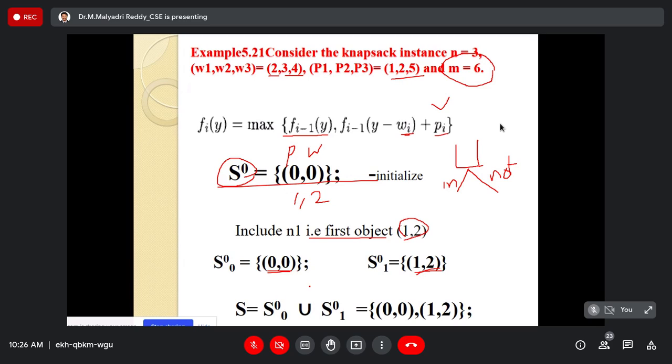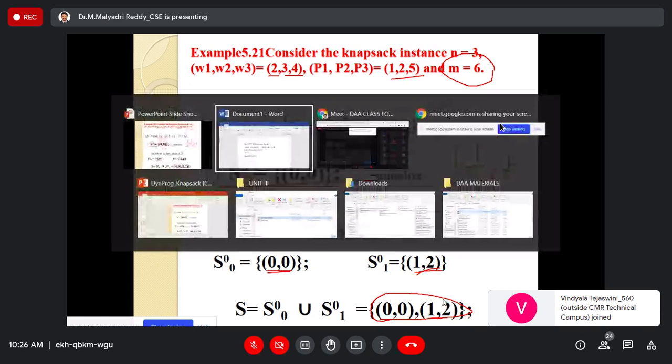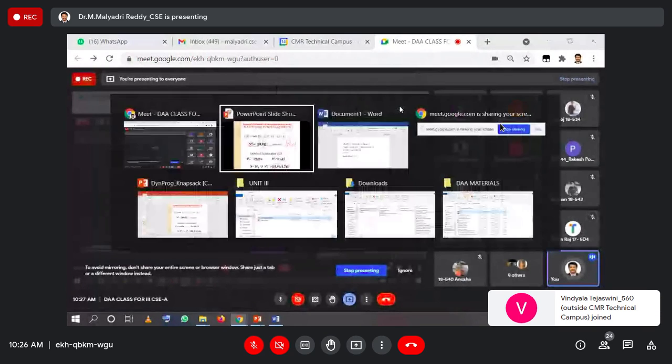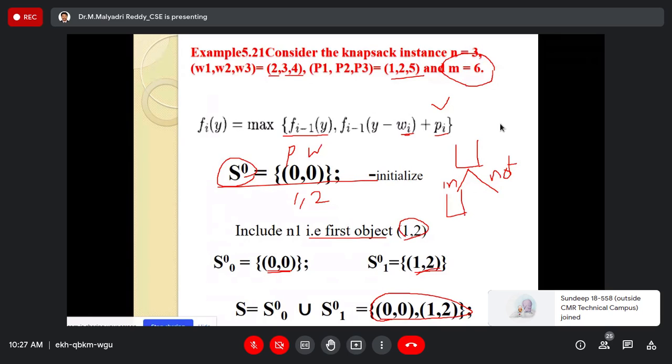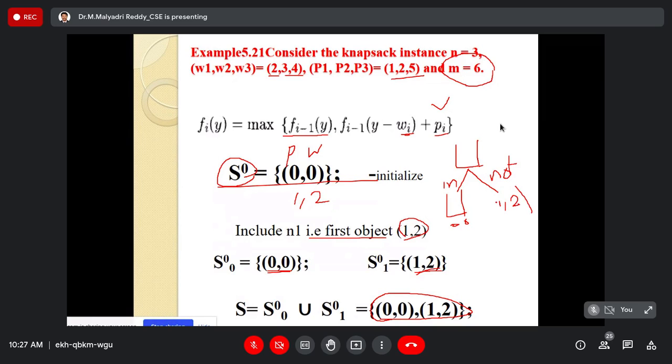So only two chances are there, and we get them at the end of the first step. If we include, we will get 1 comma 2. If not include, we will get the same profit. So at the end of the first step, it has total two solutions. These two solutions we keep in the table. At the end of the first object, we get the two solutions, that is either 0 0 or 1 comma 2. Only these two possibilities. So this is the first step, and the including of the first object is completed.